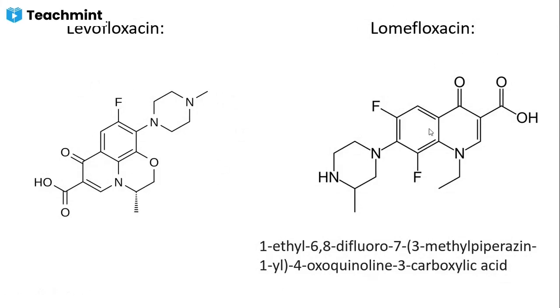Again, the structure is the same. The IUPAC nomenclature is also easy, as we have discussed with all the structures. So again, 1 ethyl, 6,8 difluoro, 7 dash 3 methyl piperazine 1 YL, 4 oxoquinoline, and 3 carboxylic acid. So this is the lomefloxacin.